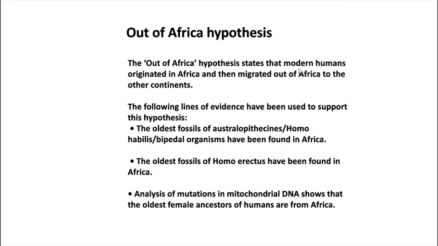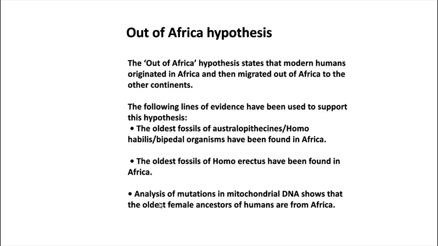It states that modern humans originated in Africa and then they migrated out of Africa to other continents. You need to know this. You need to know the out of Africa hypothesis, and then you need to know the evidence that supports this hypothesis. The first evidence says that the oldest fossils of Australopithecines or Homo habilis, bipedal organisms, have been found in Africa. The second evidence says that the oldest fossils of Homo erectus have been found in Africa.